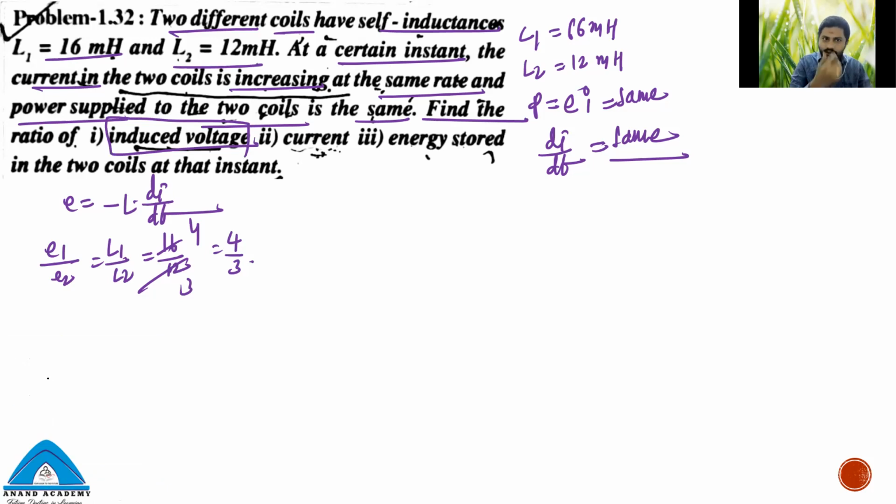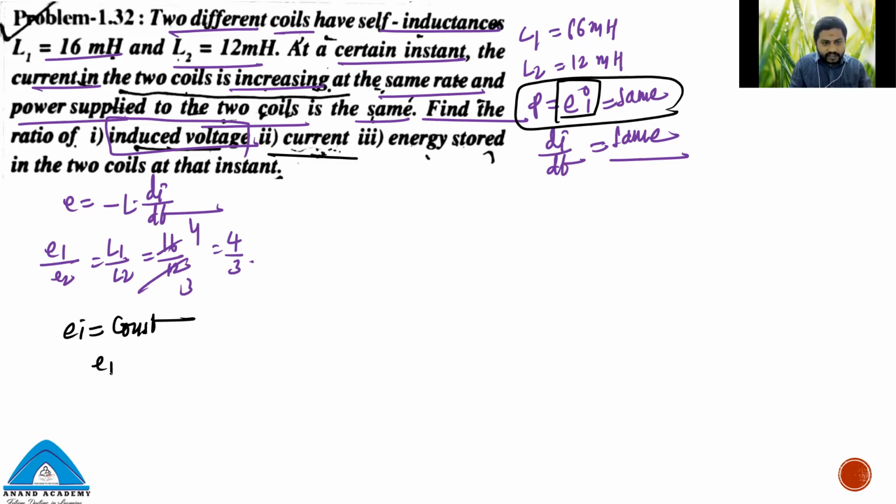What is the next question? Induced current. We know power is the same, so E into I is a constant. From here, E1 by E2 is equal to I2 by I1. What is E1 by E2? It's 4 by 3. So from here, I1 by I2 is equal to 3 by 4. Clear?